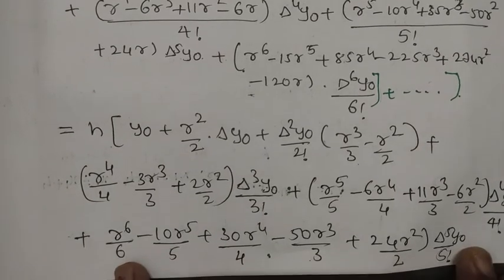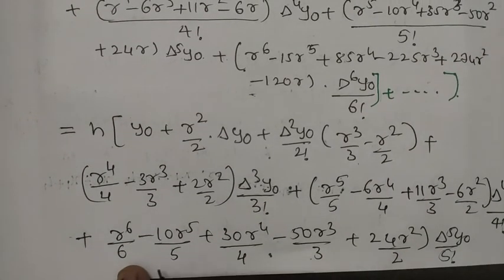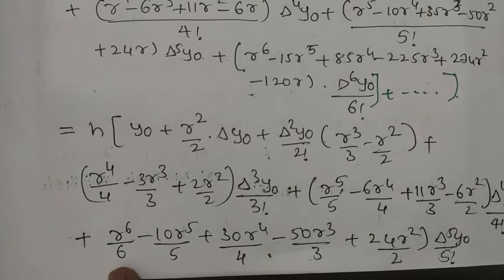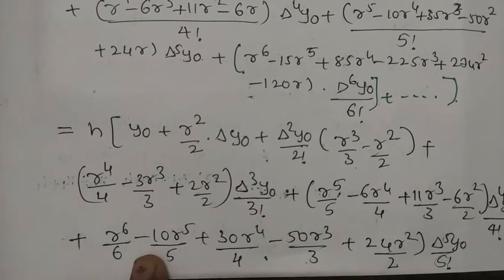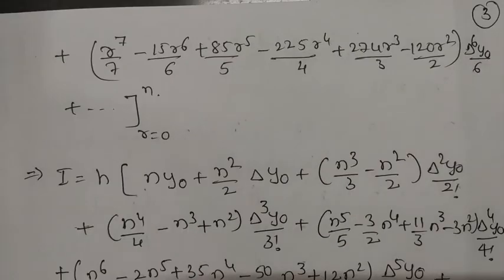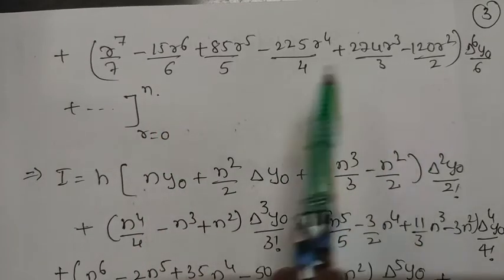You know the integration of r raised to n is r raised to n plus 1 divided by n plus 1. So after simplification you will get like this. And this is the continuation of that one. If I expand this last term, you will get all these terms like this.